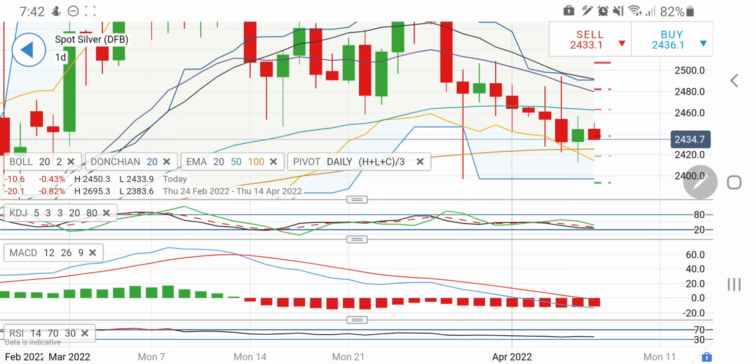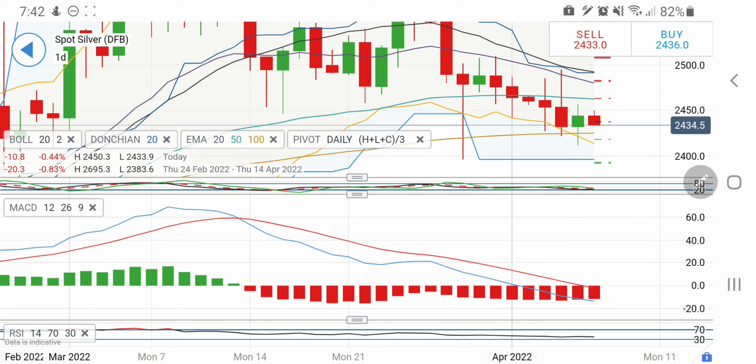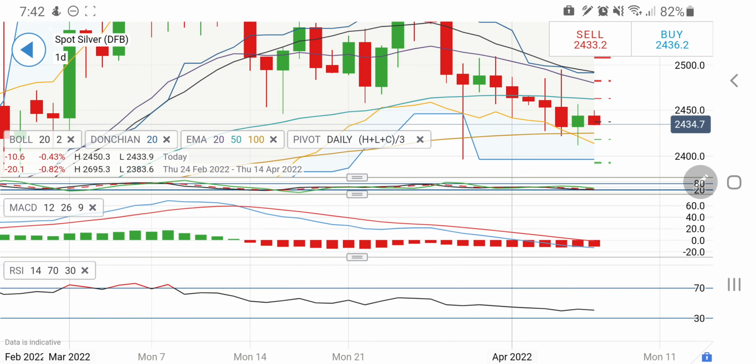But for the term below 2450, one can remain short. That is also an expectation here. MACD is trying to converge and is running parallel right now, and RSI is near the bottom. So trade accordingly. This is all for silver.